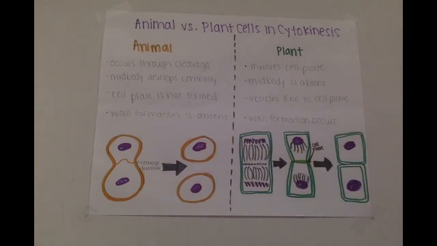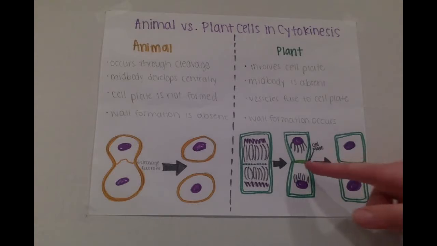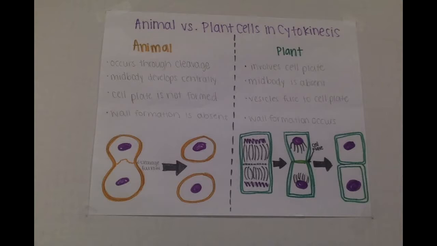In the plant cell, it involves a cell plate, and the vesicles derived from the Golgi apparatus move along microtubules to the middle of the cell where they coalesce, producing a cell plate, which is right here. The cell plate enlarges until its surrounding membrane fuses with the plasma membrane along the perimeter of the cell, and then in the end, two daughter cells are produced.